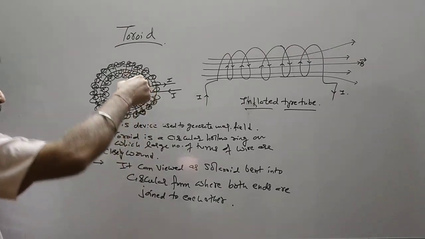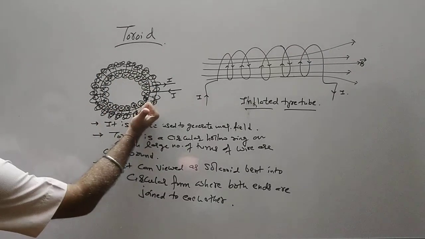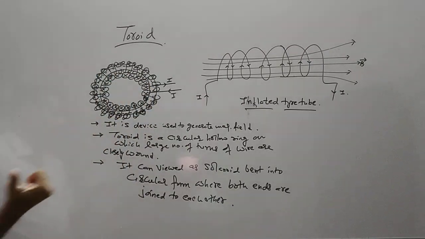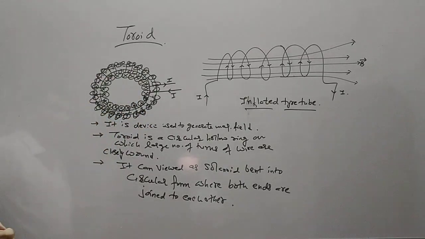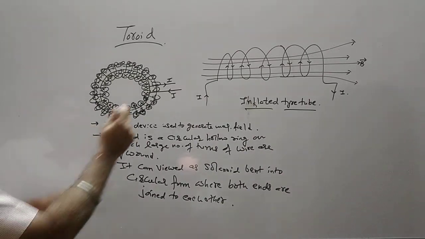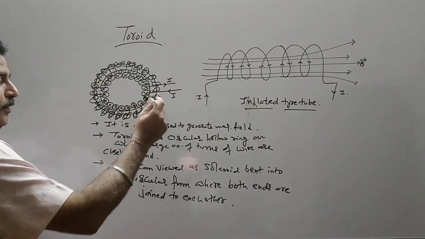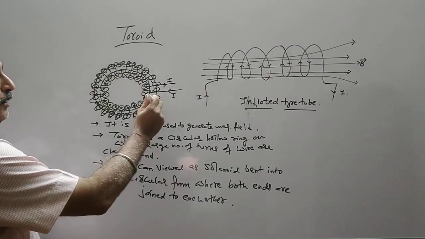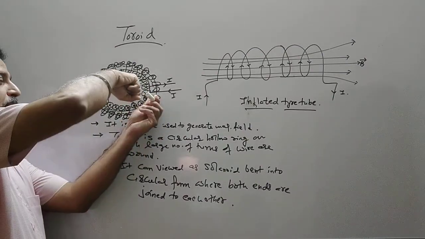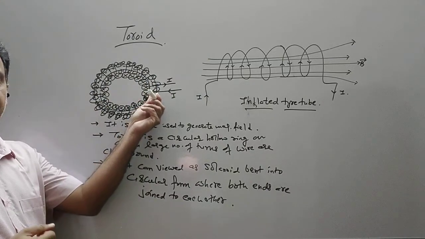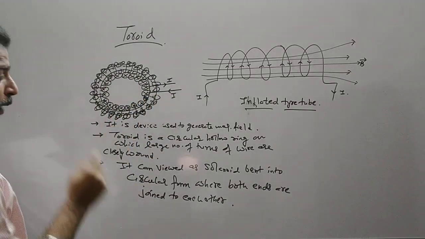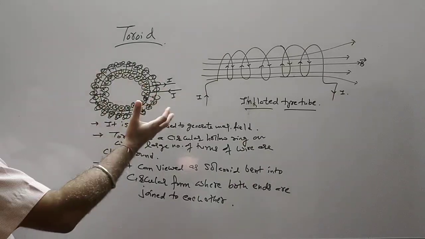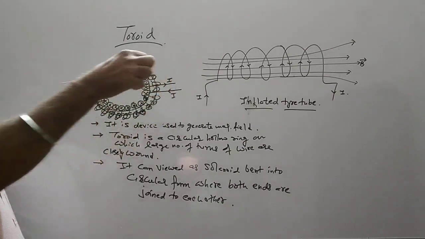Coming out, going in. Coming out, going in. Similarly, coming out, going in. So you can also assume this as a two wire in which the current is coming out from this end, and for this end the current is going in. Actually the loop is circular, but to understand, let us assume that current is coming out.